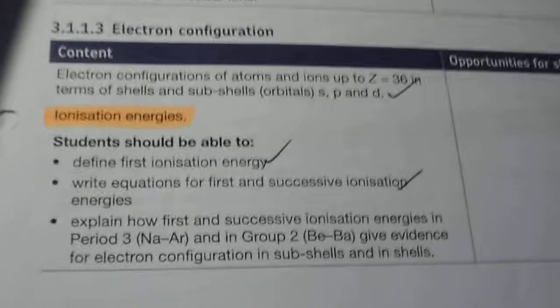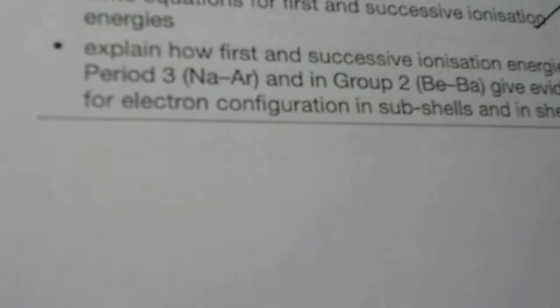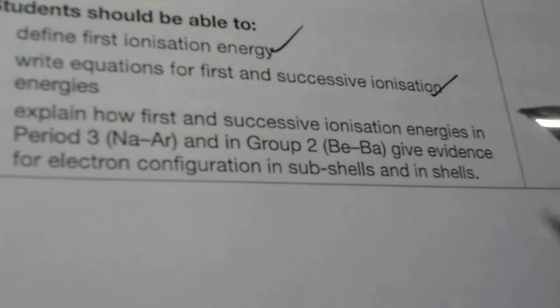We have now finished 3.1.1.3 electron configuration, because we're going to give this a quick overview now. So, explain how first and successive ionization energies provide evidence. We know this because of the big dips and the big gaps.